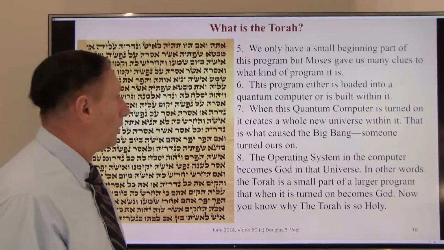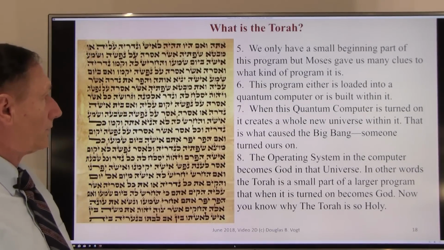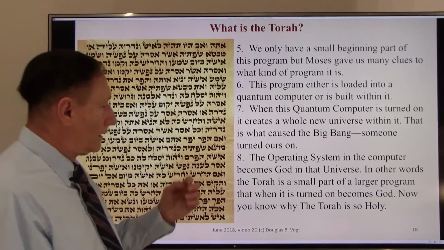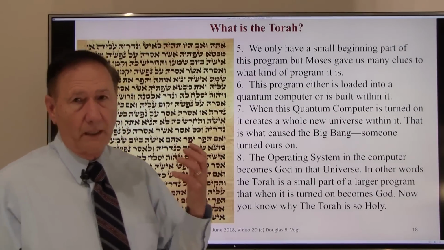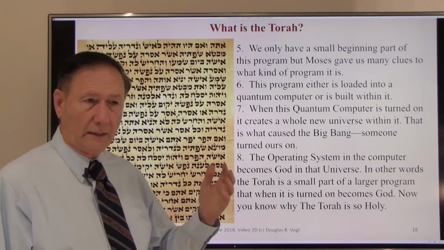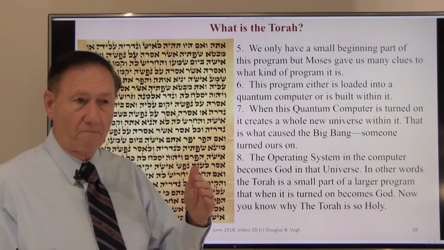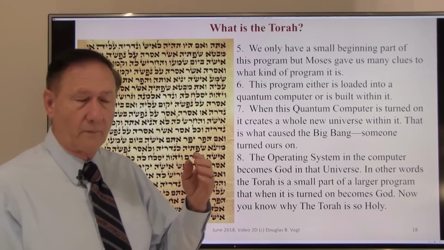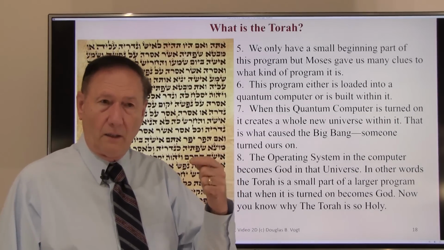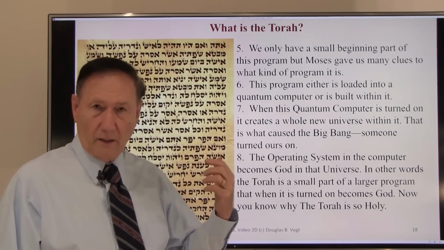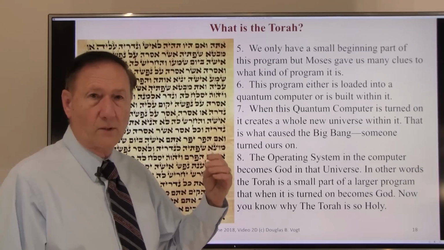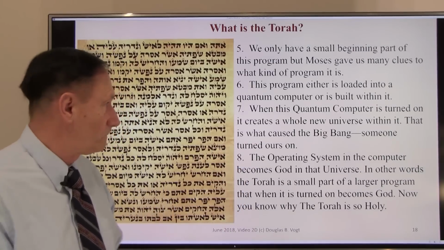Five, we only have a small beginning part of this program, but Moses gave us enough clues what kind of program it is. The reason I'm pretty sure it's the beginning of this program is because of how the thing was constructed and the repeating verses in it. He also tells us the first letter is that resh, but that's the second letter. It's bet resh, and it goes on from there. And that's how supposedly the universe was built.